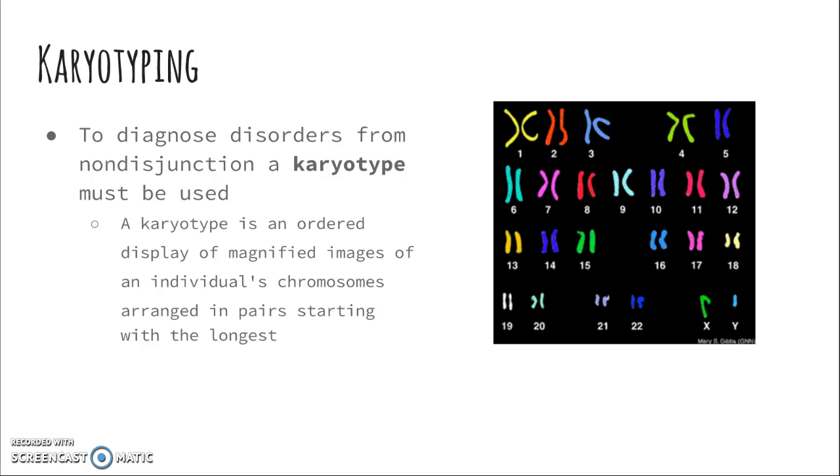So in order to diagnose these disorders from non-disjunction, a karyotype must be used. A karyotype is an ordered display of magnified images of an individual's chromosomes arranged in pairs starting with the longest. So as you can see, we start with number 1, we go all the way to 22. They get smaller and smaller and smaller, and they hold less and less DNA. And then we get to the sex chromosomes, which are the X and the Y. For a male, it's an XY. For a female, it's an XX.